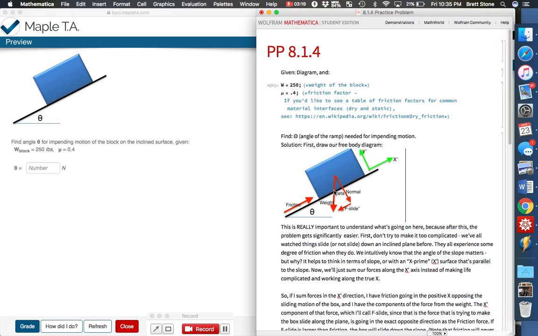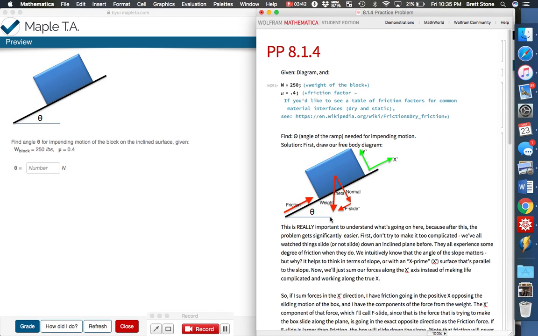Also, we need to break up our weight force into a normal force, something that's perpendicular to the plane, and what I'm calling the F slide force. So the component of the force due to the weight that is parallel to the plane that the block is sliding on, and is opposed directly to friction.